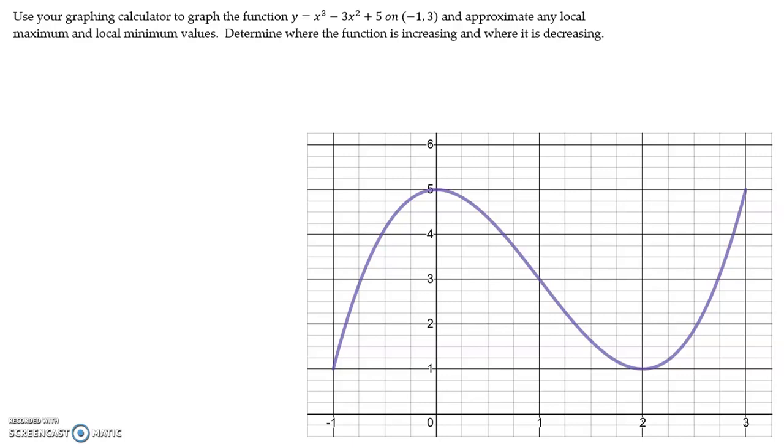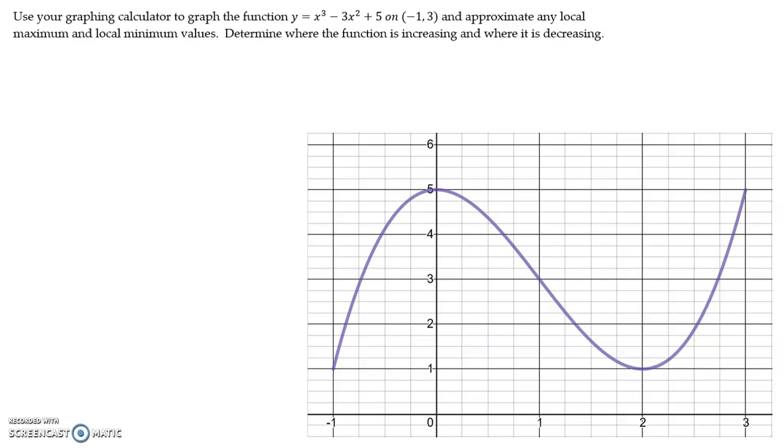In this example, we're going to be looking at the function y equals x cubed minus 3x squared plus 5. We're going to be taking just a snapshot of this function, and we're only going to be looking at it on the interval from -1 to +3. The question's asking us to approximate any local maximum or local minimum values. From our graph, it looks like these occur at whole numbers. We'll talk about how to use the calculator once we finish this question.